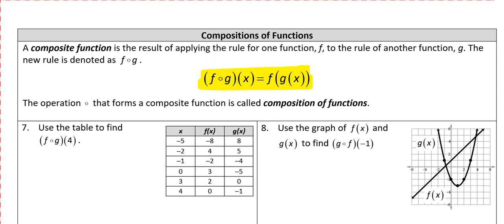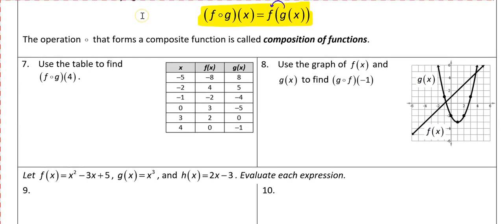Or we can write it with parentheses, and I, again, prefer the second notation just because it makes more sense to my brain, that we are plugging g into f. That's what's happening. You're plugging one function into another. Okay, and that operation is called a composition of functions. So we're going to start by looking at, again, a table and a graph to see what things are doing numerically, and then we'll apply them to a function.